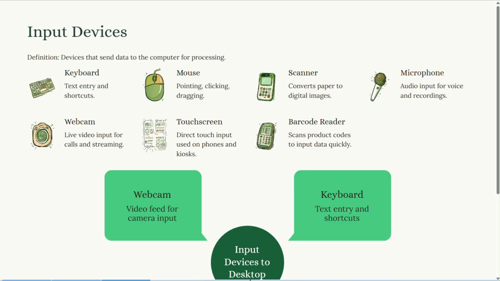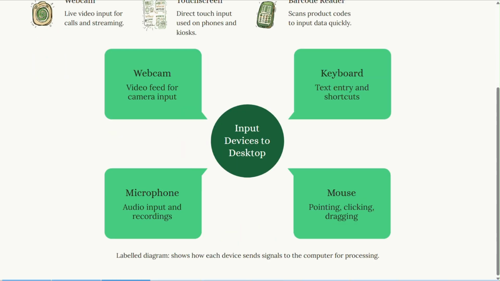Another common input device is the barcode reader, which is widely used in supermarkets and shopping malls to scan product information quickly. Although these devices look different, they all perform the same basic function. They collect information from the user and send it to the computer for processing. A simple way to remember this is, if data is going into the computer, it's an input device. But once the computer processes that information, how does it show us the result?